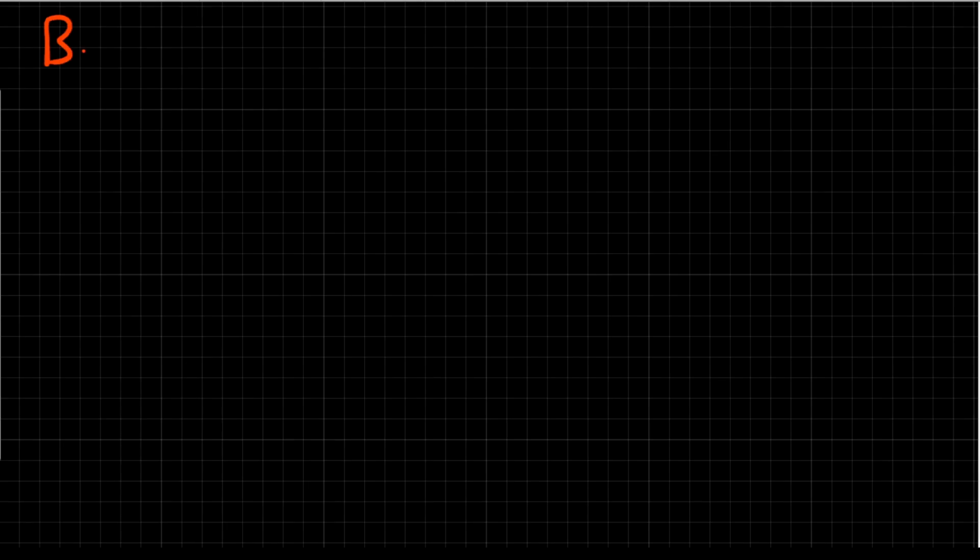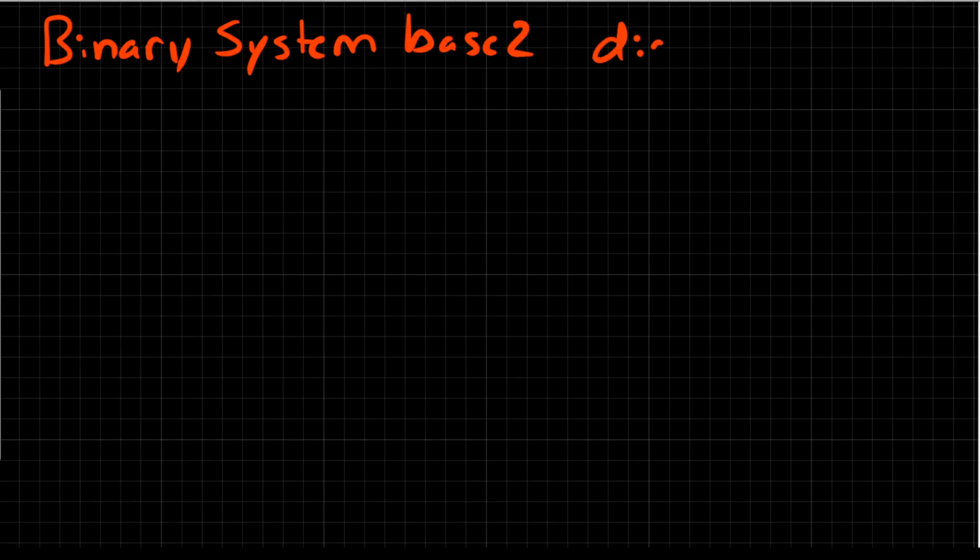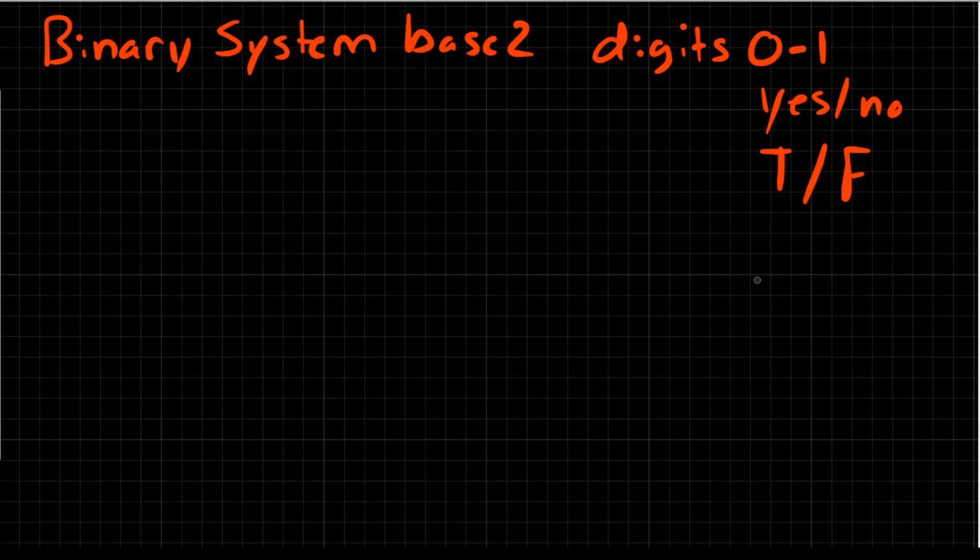All right, let's talk about the binary system here. The binary system is different from the decimal system in that it is base 2, meaning everything is based on 2 values. These 2 values are our digits here, and that is 0 or 1. 0 or 1 can be used to represent anything with 2 states, like yes or no, true and false, obviously 0 and 1, and most importantly, on and off. On and off is actually how the data is stored inside of the computer.